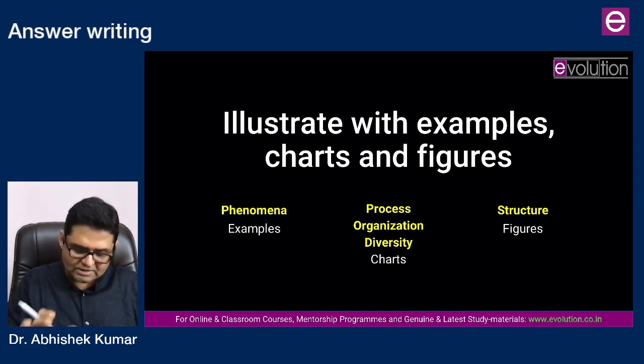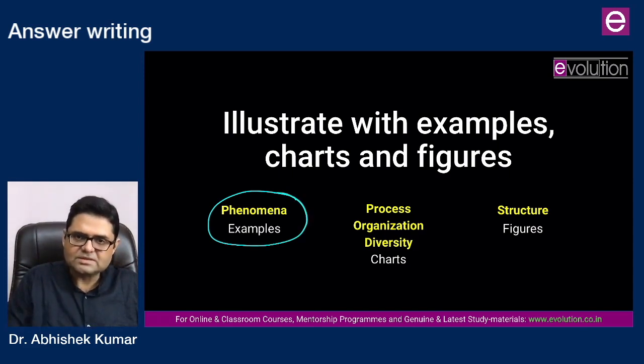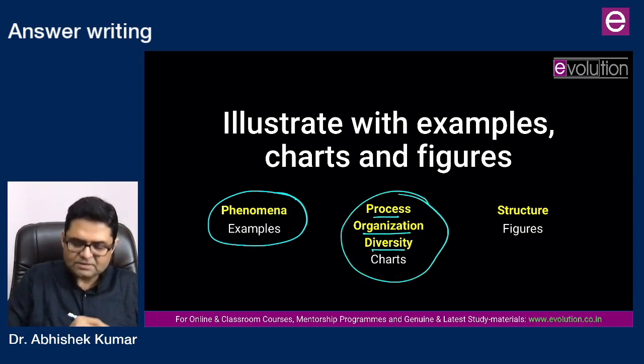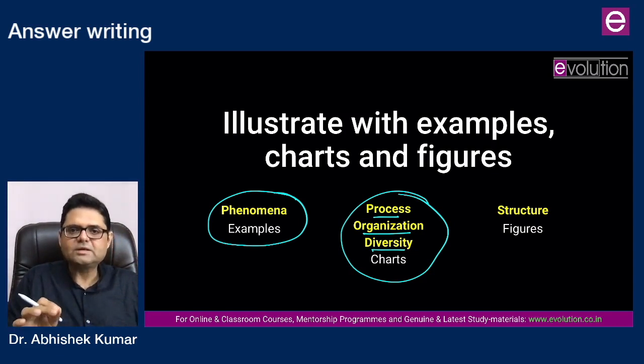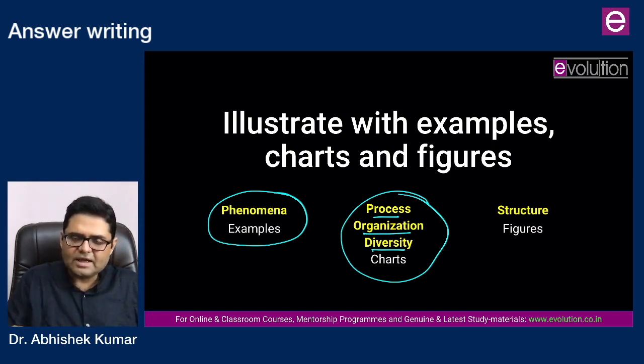So where to use example? Whenever you are talking about a phenomenon, example is a must. Whenever you are talking about a process, an organization or diversity, charts are a must. Right? So what are the types of cells present in blood, or what is the composition of blood? You can make a chart. If you are explaining the process of, say, ozone depletion, a chart can be made. If you are explaining a physiological process, a flow chart can be made. Cell cycle regulation, a flow chart can be made.